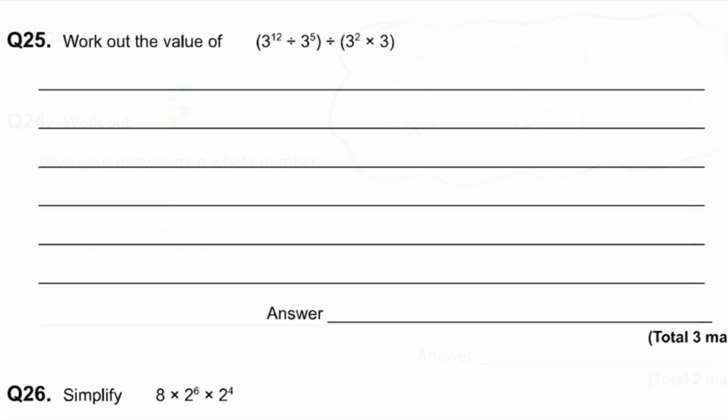Question 25, work out the value of 3 to the 12 divided by 3 to the 5 divided by 3 squared times 3. Ooh, this is not very nice.